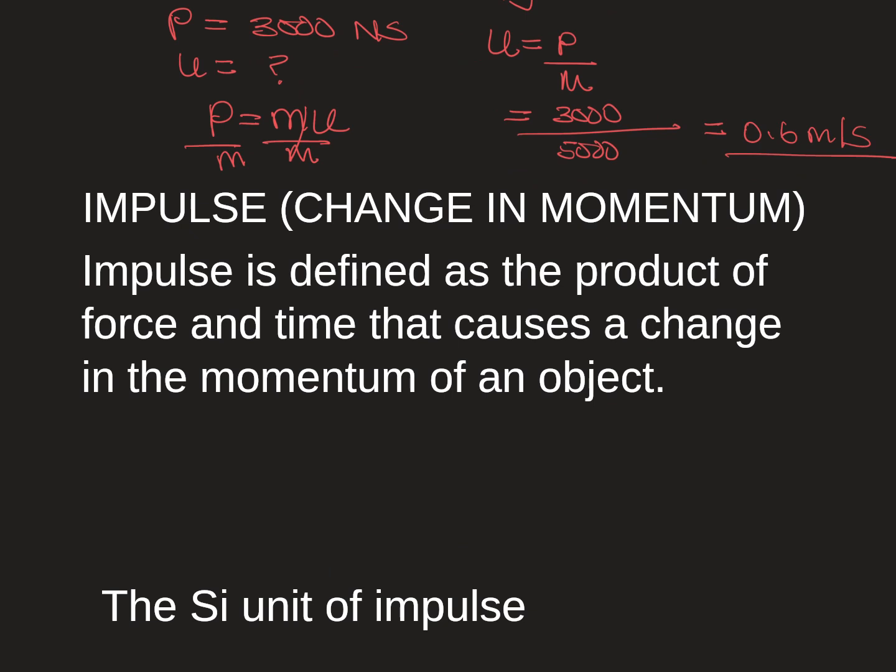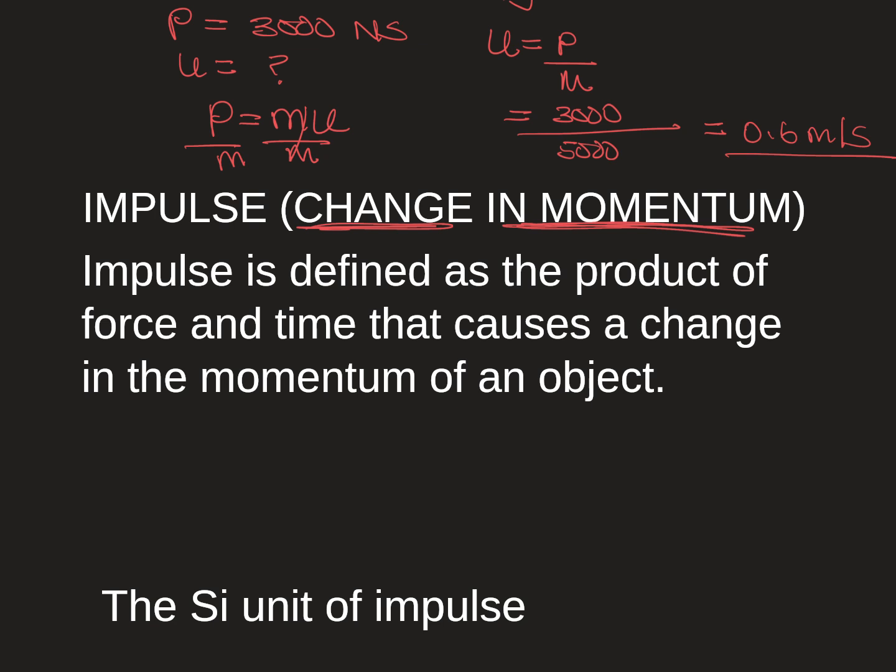Okay. Impulse refers to the change in momentum. The change in momentum is what we call impulse. So if you have an object that is moving, it has an initial velocity and it has a final velocity. So the change in momentum will be the final momentum minus the initial momentum.